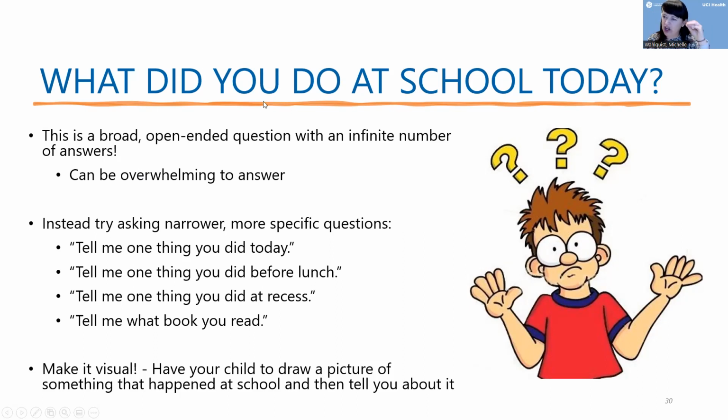But for our kids who are very concrete thinkers, not very flexible in thinking, they don't recognize that. So you need to be more specific as a parent in how you ask your question. So instead, maybe try asking a narrower, more specific question, like tell me one thing you did today, which still could be very broad because the day is very long. So maybe you say, tell me one thing you did before lunch, or tell me one thing you did at recess. Tell me what book you read. So rather than asking this big open-ended broad question, make your question more specific and you're much more likely to get a response. You could also make it visual, have your child draw something that happened before lunch and then use that picture to describe to you what happened.